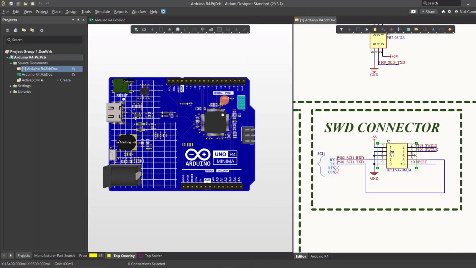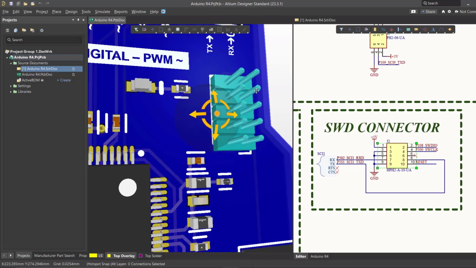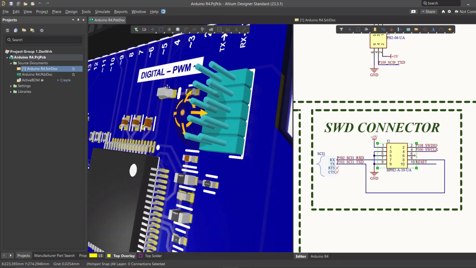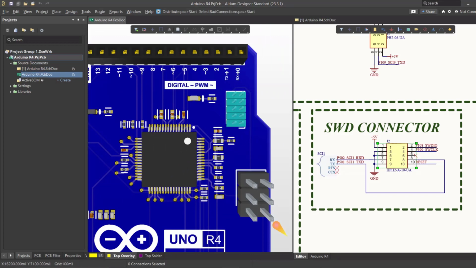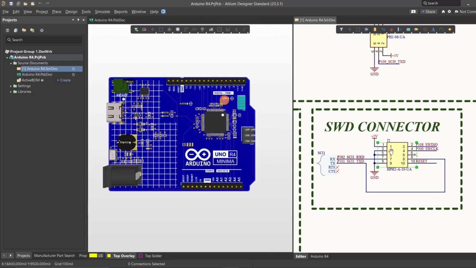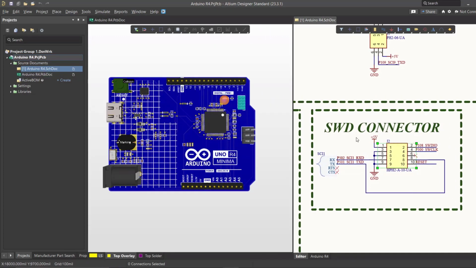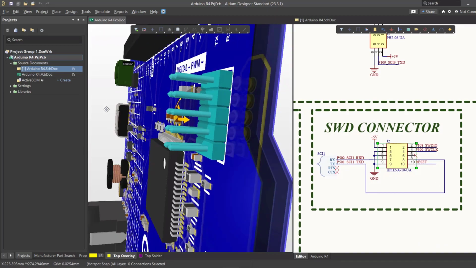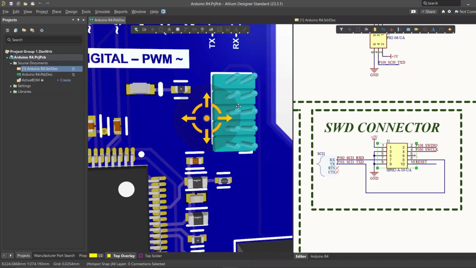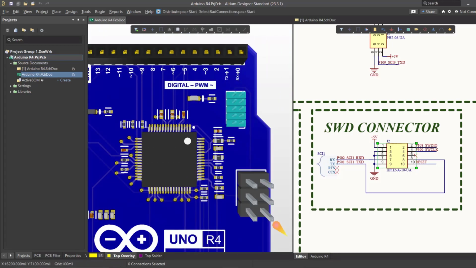And also, the Arduino Minima board has the feature of an SWD or Serial Wire Debug connector. This connector is typically found on advanced development boards like Arduino Minima for debugging and programming microcontrollers. Arduino Minima is a minimalist board designed for basic and complex electronic projects. It includes debugging and programming capabilities through SWD.